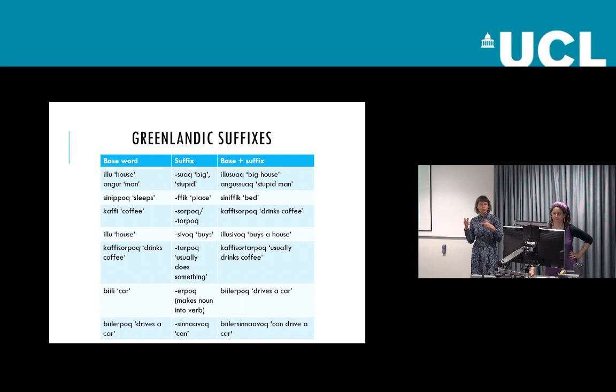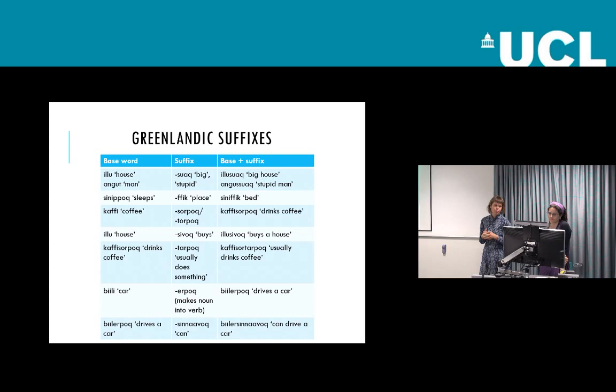Yeah. And here's kaffisorpok. We're using this thing we built earlier as a base, so drinks coffee. And they like adding this suffix tar or tarpok to things. And it sort of means habitually, keeps doing, does something regularly or usually. So kaffisortarpok is someone usually drinks coffee, tends to drink coffee.